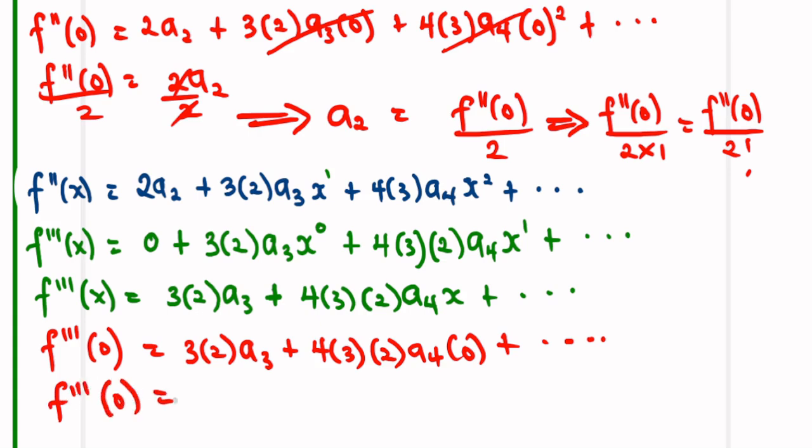So this is equal to 3 times 2 a3, because if we multiply this by 0, it is gone. So 3 times 2 a3. Now we need to look for a3. a3 will be equal to f triple prime of 0 over 3 times 2.